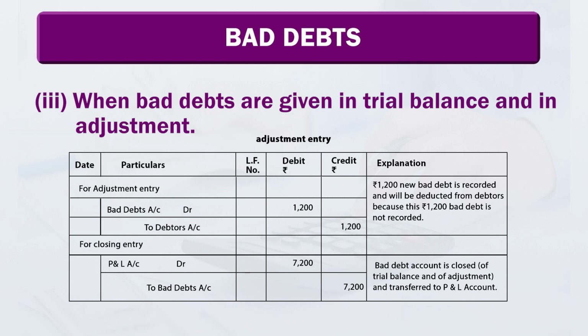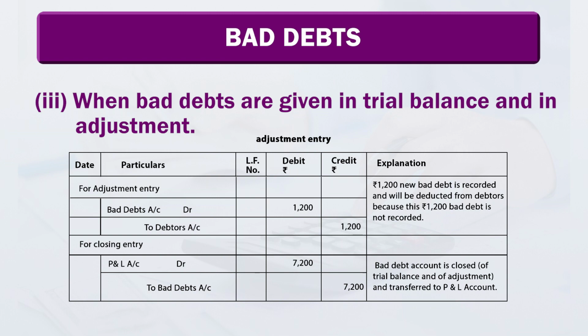Let us see the adjustment entry. Our requirement of bad debt is 7,200. We are already having 6,000 rupees. So, only 1,200 is to be provided. So, bad debts account is debited by 1,200 to debtors account 1,200 rupees. So, to that extent our debtors account will be reduced. Then we will see the closing entry.